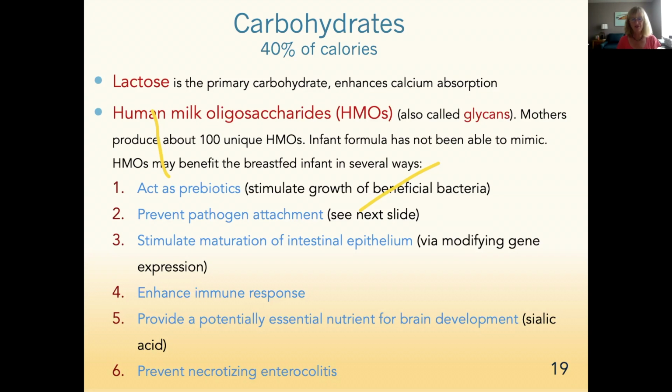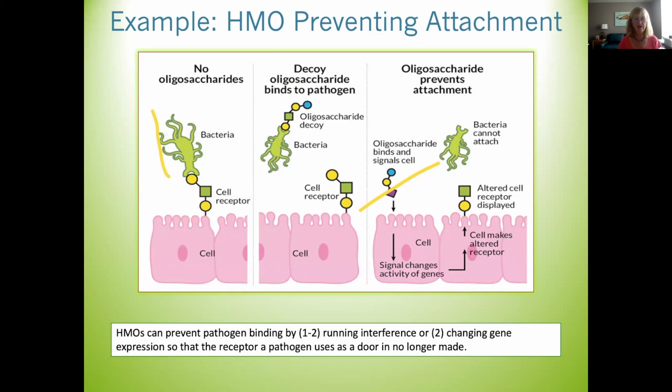They may also help make the intestinal epithelium more mature, enhance the immune response of the baby, maybe even affect brain development, and also prevent a serious condition called necrotizing enterocolitis, which I'll show you on this slide in a minute. So this is a serious list of bona fides for HMOs. And this is, for me, the most standout difference between human milk and infant formula. We can make formula to match a lot of the things, but we can't do this yet. So here's the slides to show you what I'm talking about.